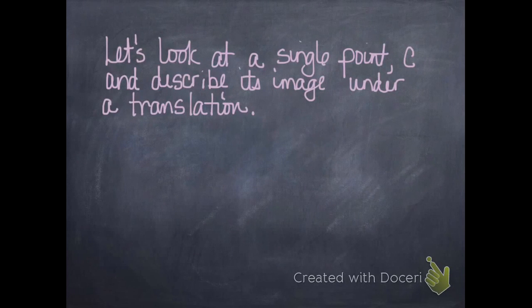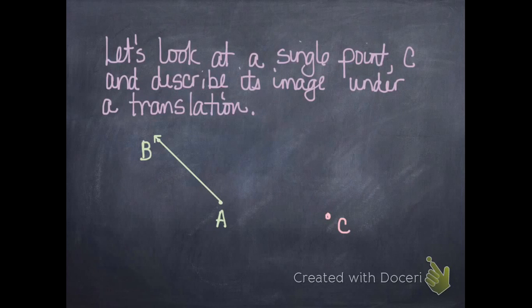Okay, we're going to talk about one last thing about translations that's going to help us when we do the next lesson, which is translating lines. So we want to look at a single point, and we're going to call it C, and describe its image under a translation. So let's get our translation vector and our point C. Our translation vector is AB, right here, and our point is over here in the plane, point C.